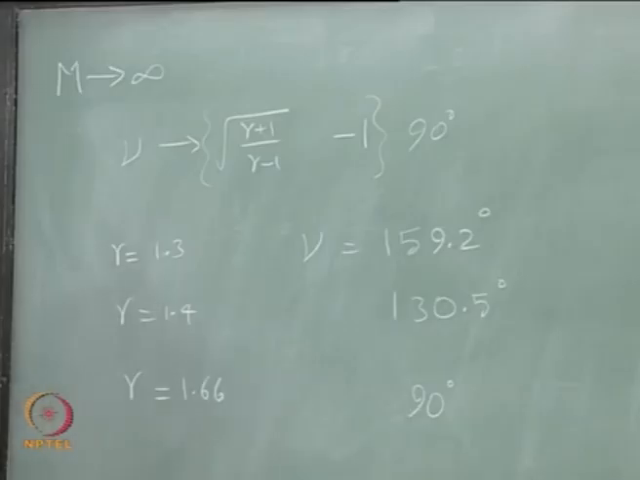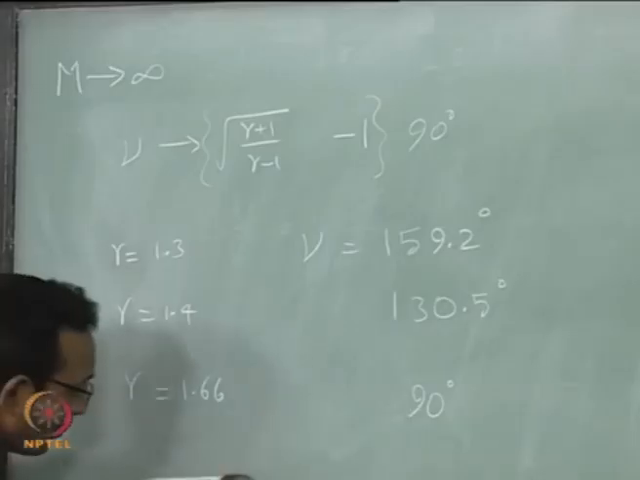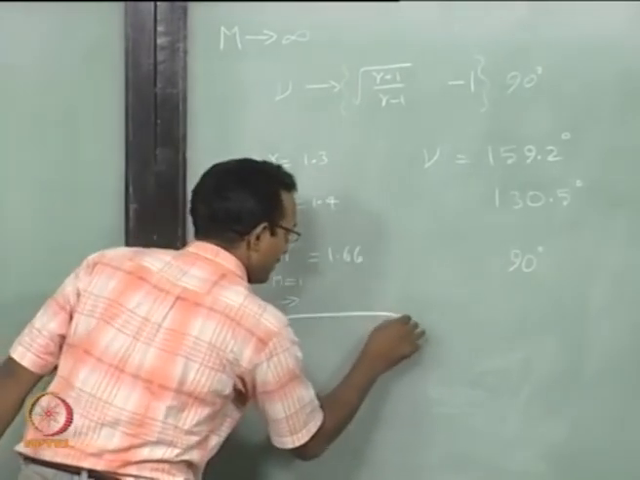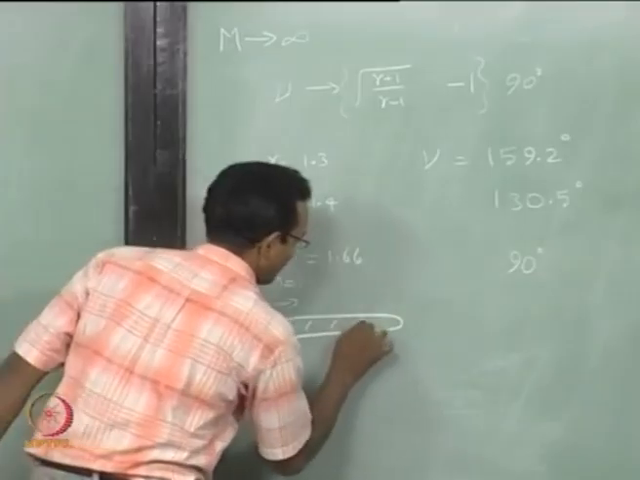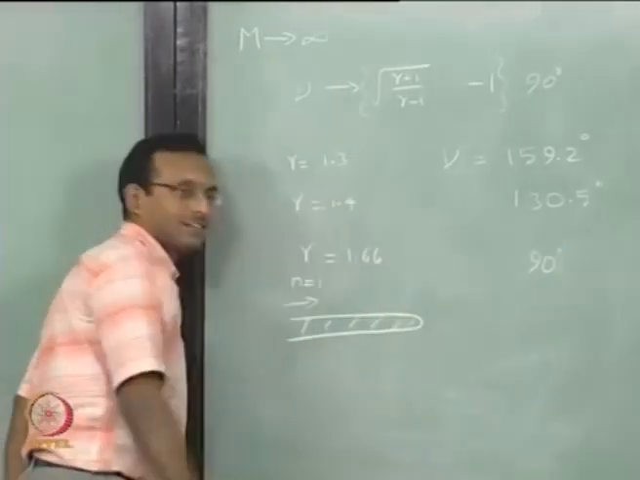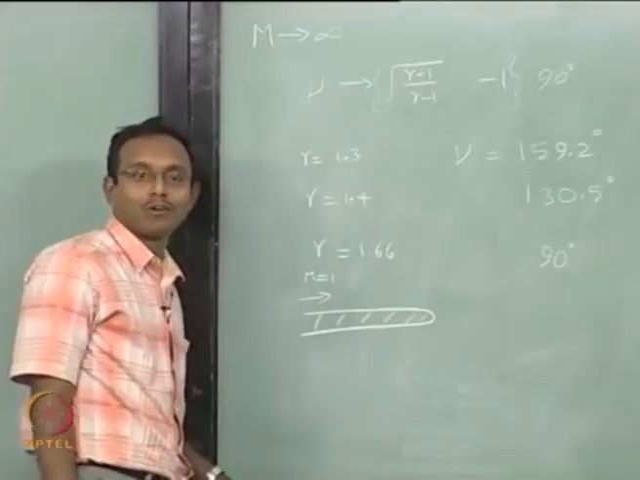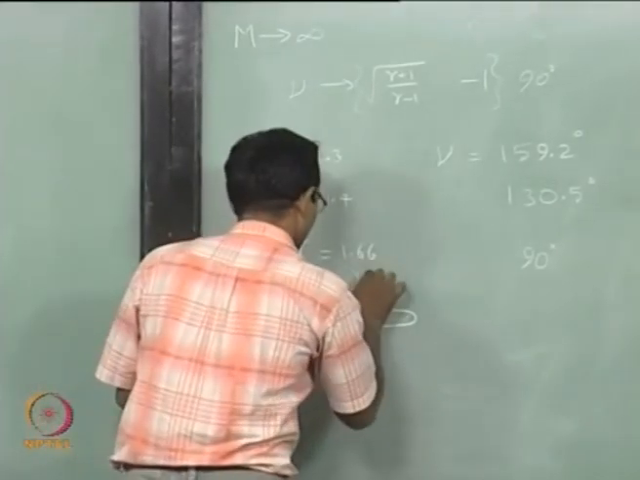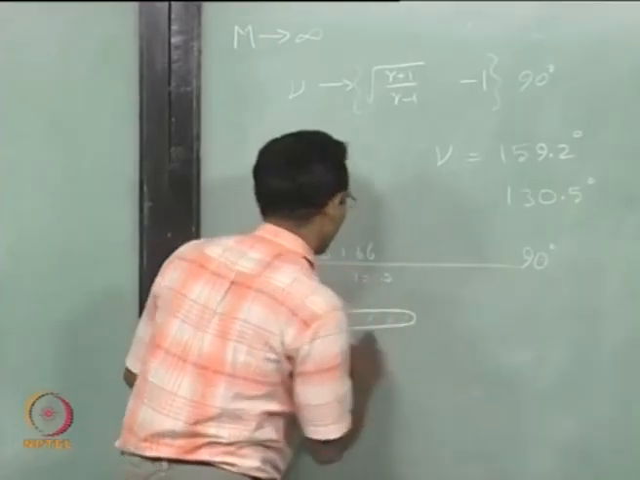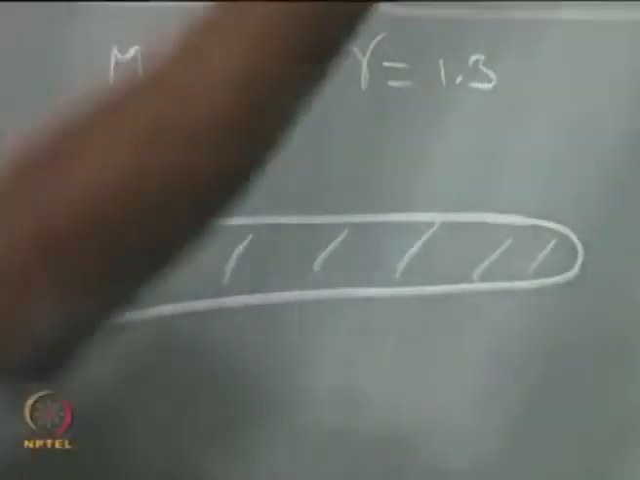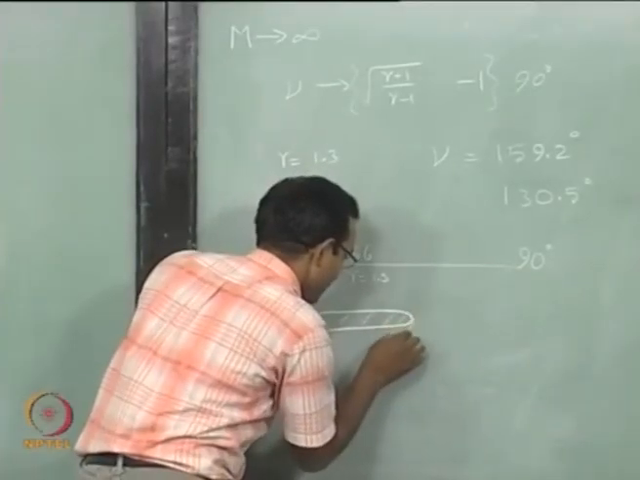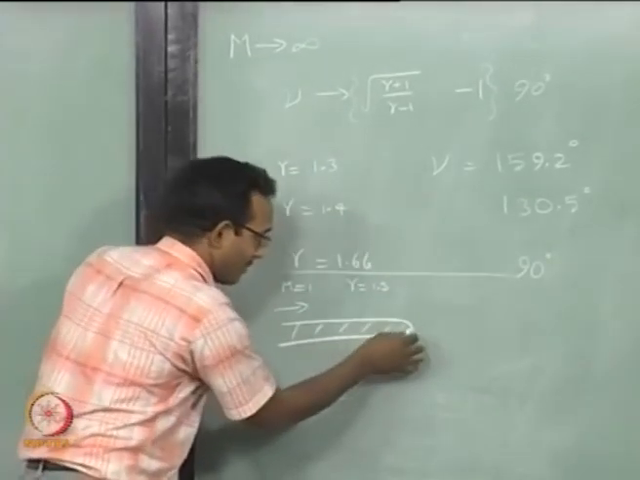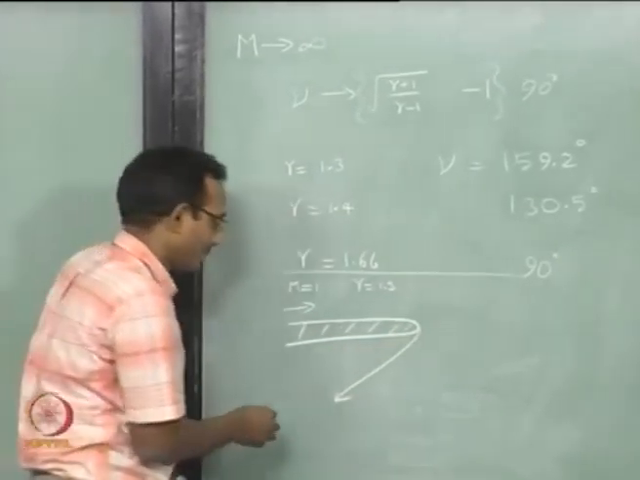What does this mean? Even if I accelerate my flow, say my flow is coming with M equal to 1 here, and I turn it straight back to 180 degrees, my flow has to turn around fully, the flow does not follow the wall anymore. That is what it says. If I have a case of gamma equal to 1.3, then it is going to turn by that 159 degrees alone, that will be something like this. My last streamline near the wall will separate from the wall and it just gets out here. This is what will happen.